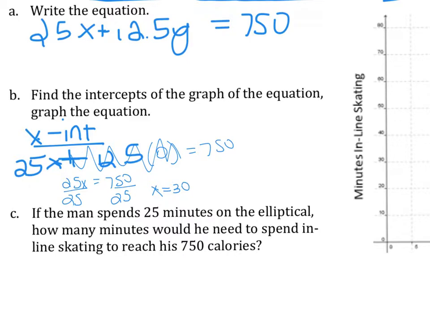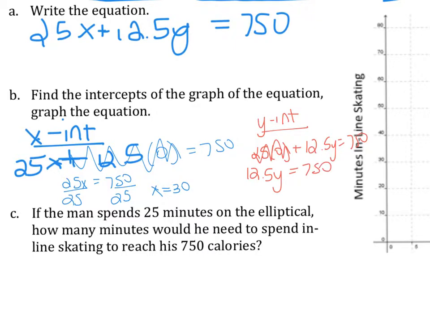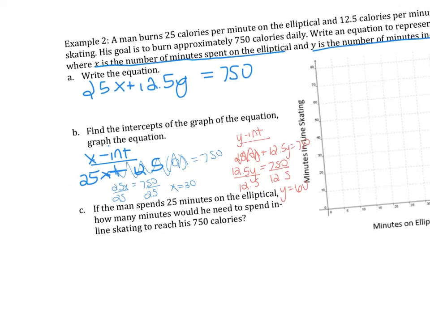Okay, so now let's take a look at finding the y-intercept. For the y-intercept, we're going to let x be 0, and we're going to solve for y. That cancels out the x term, and so we have 12.5y equals 750. Divide both sides by 12.5. So y equals 60. If we only in-line skate, we're going to have to spend 60 minutes in-line skating.